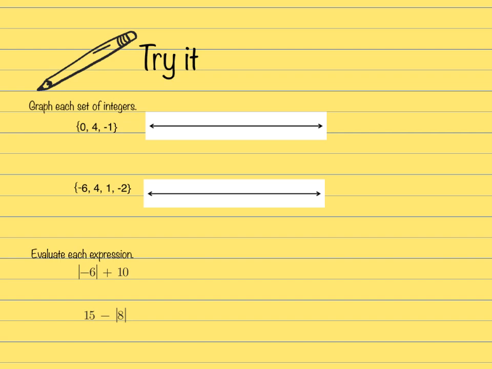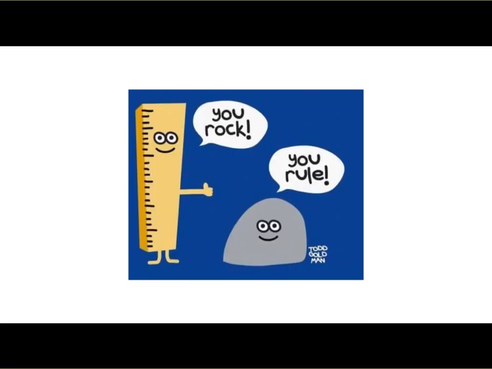Okay, here's our try it with our pencil. I encourage you to pause the video and work through these 4 problems on your own and then play to check your answers. Okay, now you can check your answers. For this one, I just wanted to point out, you don't have to mark the 0. I just like to do that because, again, it helps to divide the positive numbers from the negative numbers. And we've got our solutions. All right, great job.